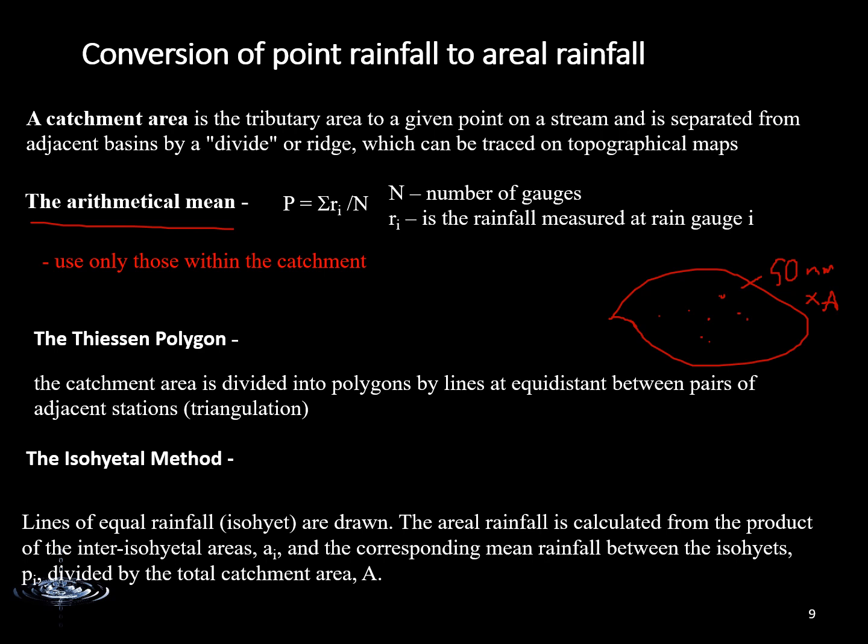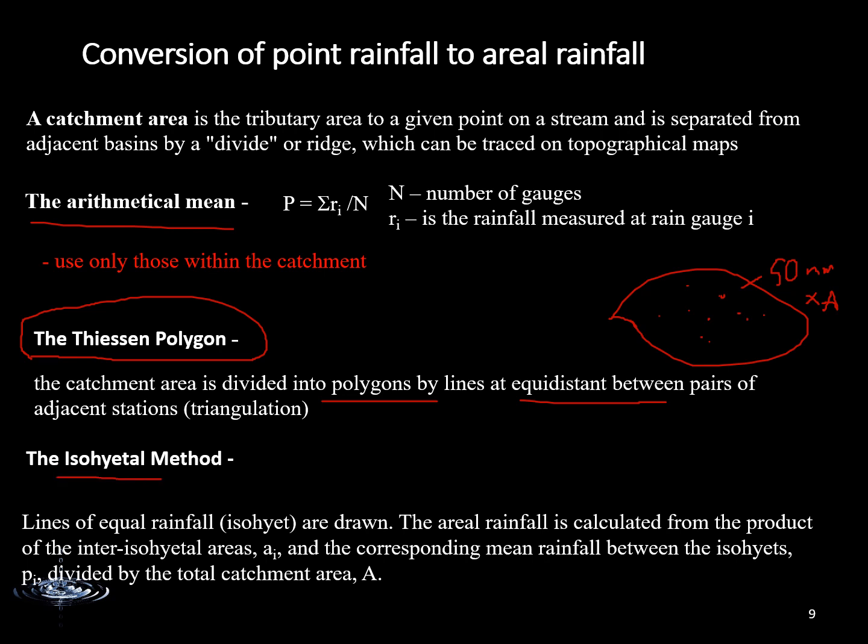Or we can use another method which is called Thiessen's polygon method. Thiessen's polygon method is better than the arithmetic method because, regardless of where the stations are, the arithmetic method assumes they are all uniform and just averages the values, whereas Thiessen's polygon is a little bit more advanced. Here the catchment area is divided into a number of polygons by lines at equidistance between pairs of adjacent stations. I'll show that in the next slide.